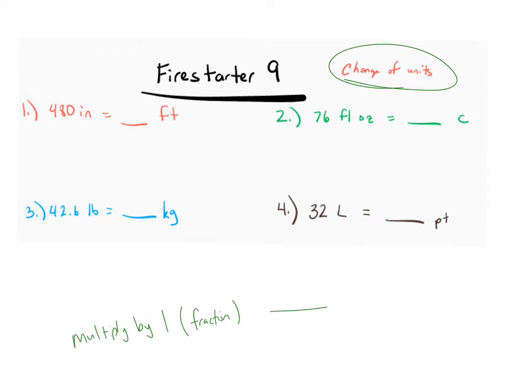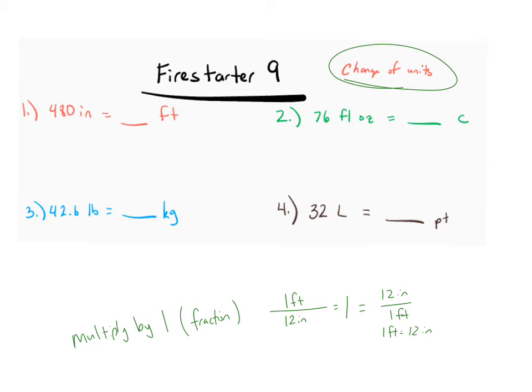So let's just say, I think a lot of people will know that 1 foot equals 12 inches. So if I put 1 foot on top of 12 inches, that equals 1. And I could even flip it, and I could put 12 inches on top of 1 foot.